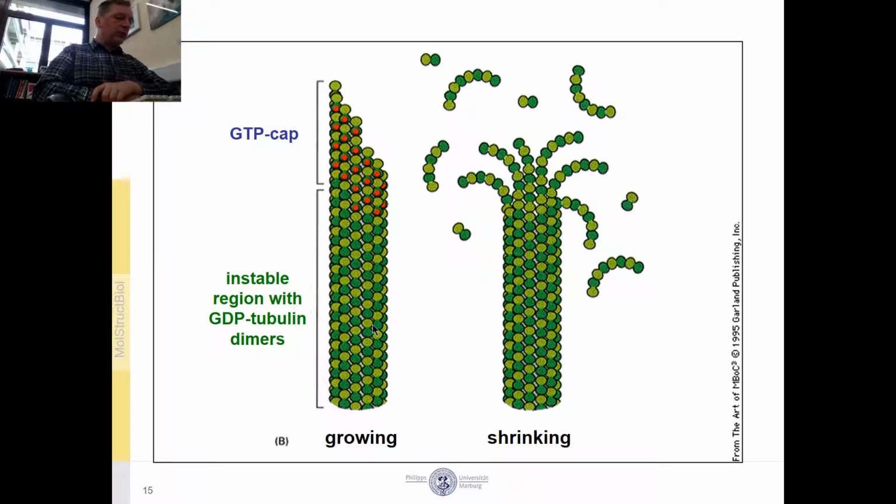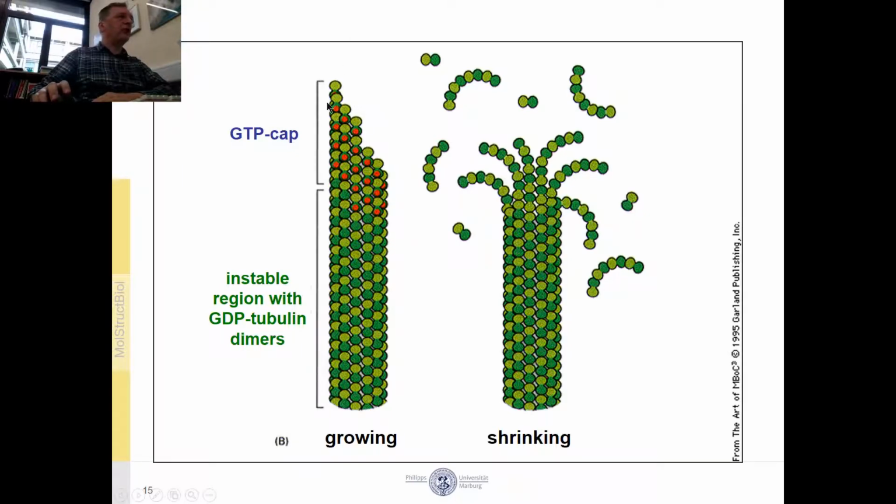So what is causing stability and growth of microtubules? Microtubules and tubulins belong to the G proteins. You have learned that the G proteins undergo conformational change upon exchange of GDP with GTP and upon hydrolysis of GTP to GDP and phosphate. So in the GTP bound form, the alpha beta heterodimer associates and forms a stable cap here.